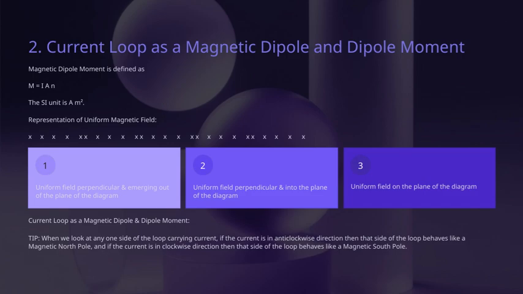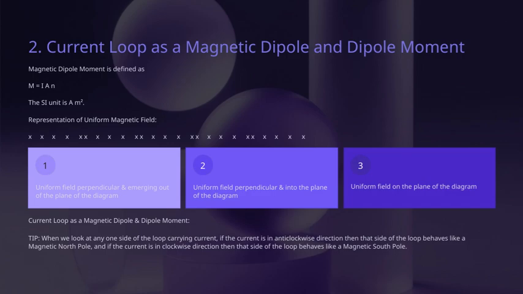Now, focusing on the current loop as a magnetic dipole and the concept of the dipole moment, we see the uniform field is perpendicular and emerging out of the plane of the diagram. Representing the uniform magnetic field, remember that the SI unit is the ampere meter squared, written as A m². The magnetic dipole moment, which we denote as M, is defined mathematically as the product of the current I, the area A of the loop, and the number of turns N. So, M equals I times A times N.